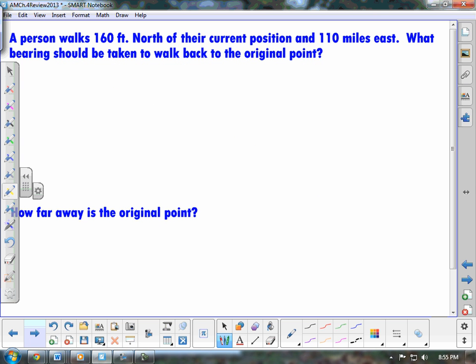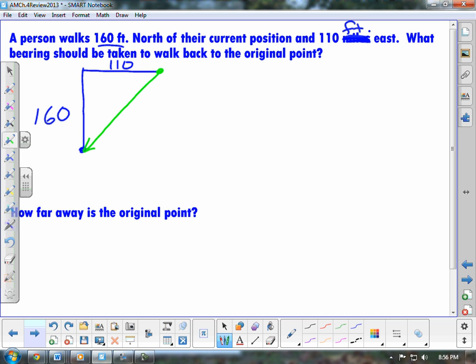Moving on to our next question here. And there's a little typo. This is walking 160 feet, and we're going to make this 110 feet. So here's a person standing here. They walk north 160 feet, and they go that way 110. Question says, what bearing should be taken to walk back to the original point? So we're going to go from this point back to the original. So we're going to need to find this angle. Since we have 160 and 110, compared to this angle, that's opposite and adjacent. So you'd say tangent of theta is equal to 160 over 110.